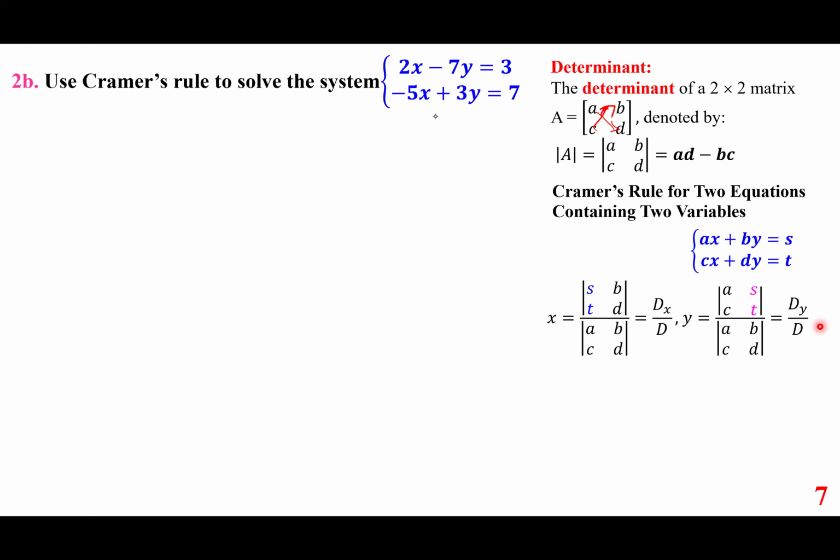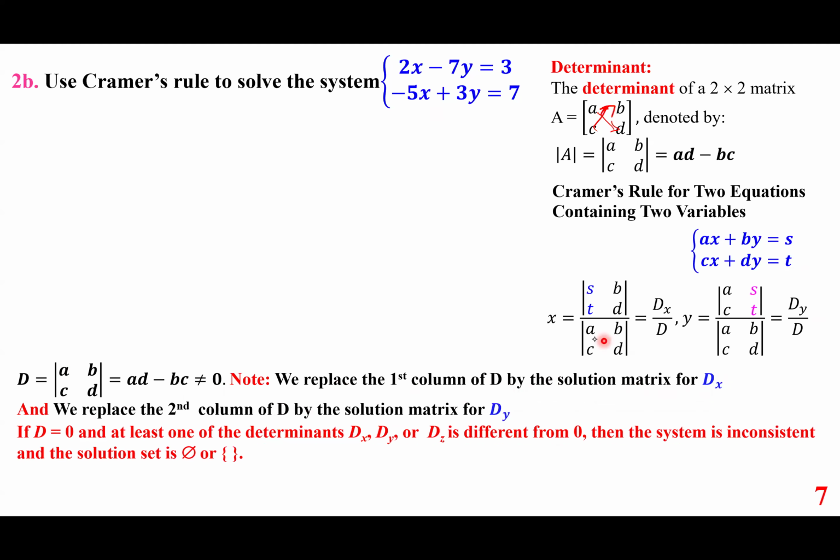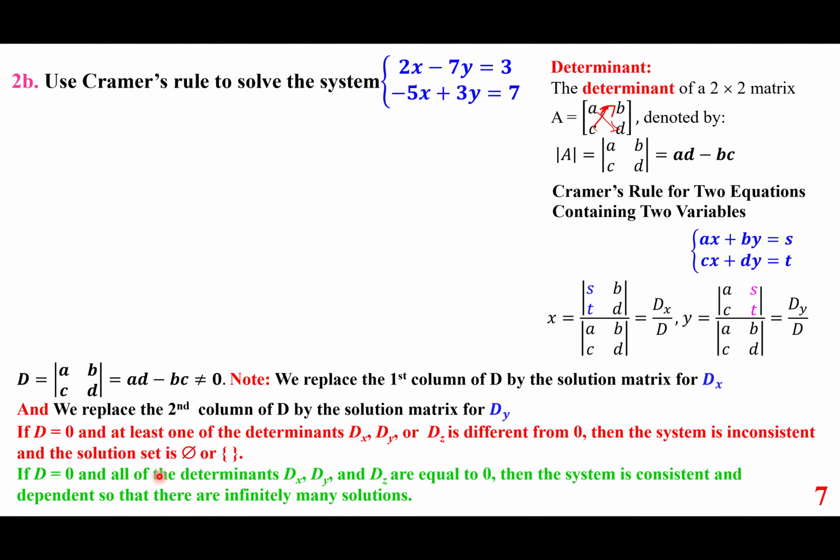So for example, here, let's just write the coefficient matrix. So the determinant of A, B, C, D is AD minus BC. Note, we replace the first column of D by the solution matrix for D sub x, and we replace the second column of D by the solution matrix for D sub y. Also, if D is 0, if the denominator is 0, and at least one of the determinants, D sub x or D sub y or D sub z, because there might be 3 or 4, is different from 0, then the system is inconsistent and the solution set is an empty set. If D is 0, and all the determinants, D sub x, D sub y, D sub z, because you may have a 3 by 3 or 4 by 4 and so forth, are equal to 0, then the system is consistent and dependent.